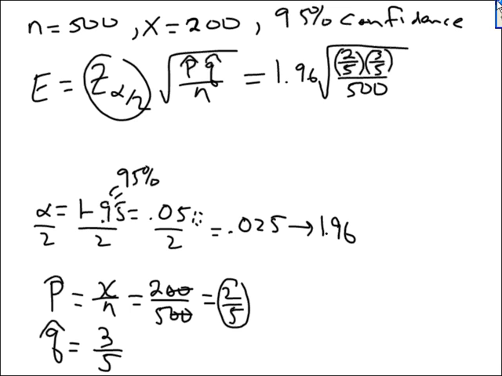And if you crank out these numbers, you should get 0.0429. That's what E is. If you know E, you can do things with it, like you can find the confidence interval, which we'll do in a little bit.